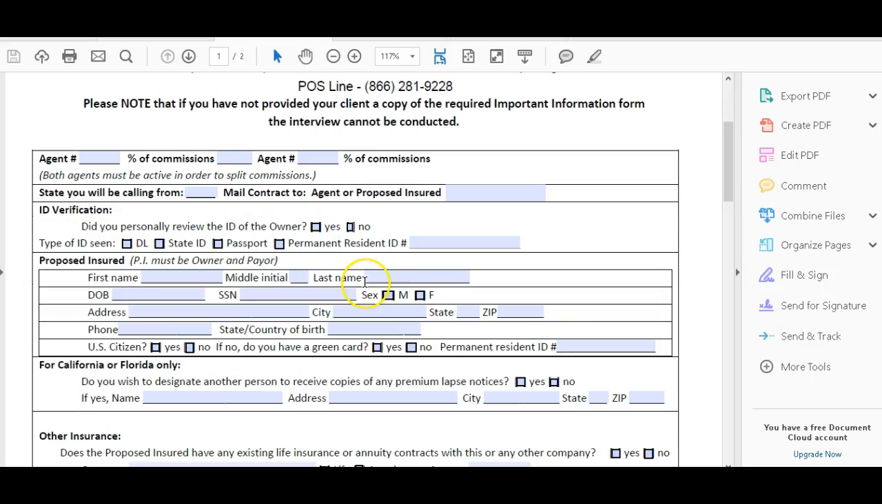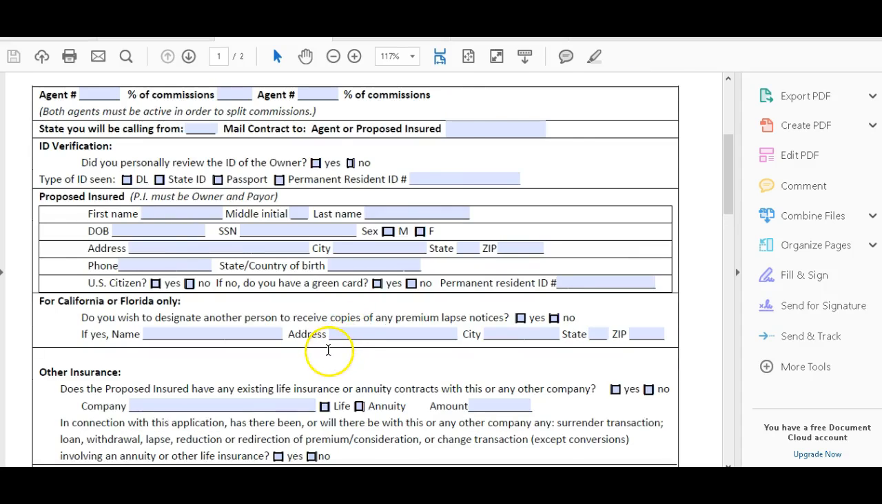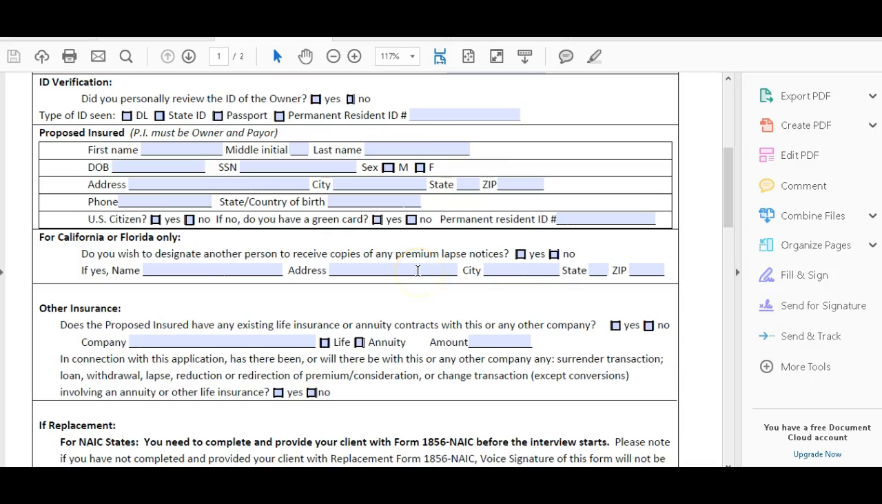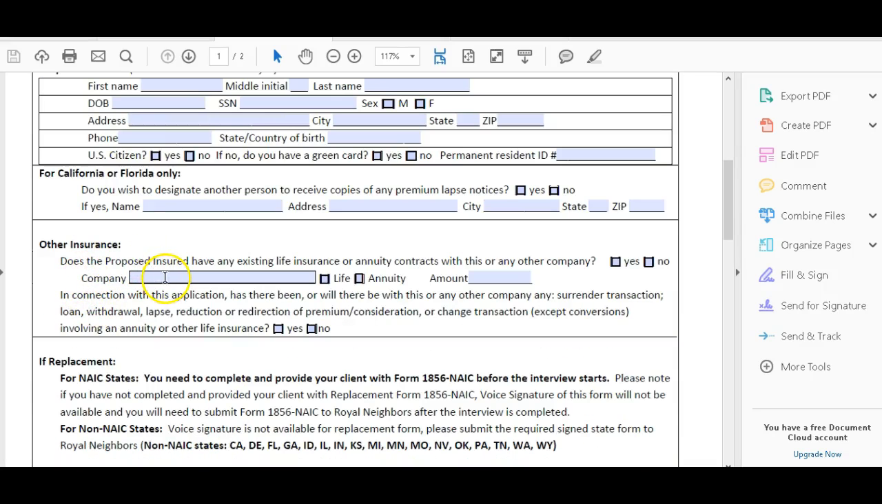Okay, we go ahead and give them the proposed insurance information. So you need to have all this information available because you're going to be the one talking to Royal Neighbors when you get them on the phone. You're going to provide them all this information, and then Royal Neighbors is going to confirm this with the client. Okay, for California or Florida only. Do you wish to designate another person to receive copies of the premium lapse notice? Yes or no? Okay. Do they have other insurance? You need to have the insurance company's name, whether it's life insurance or annuity, and then an amount. Are we replacing this policy? No. Okay.